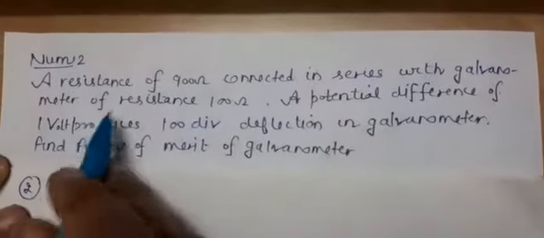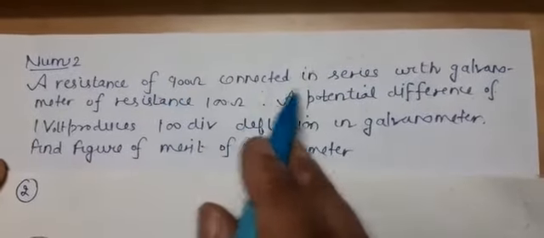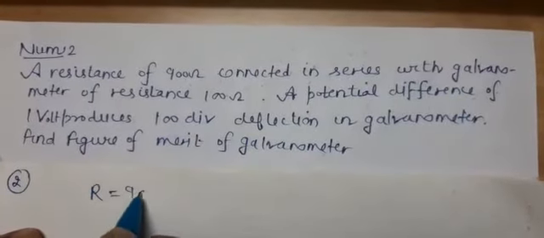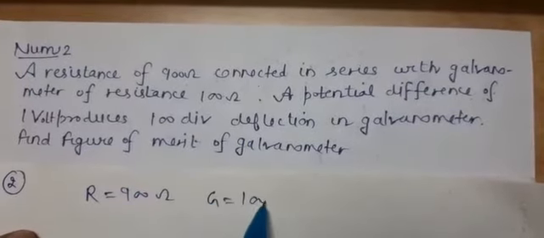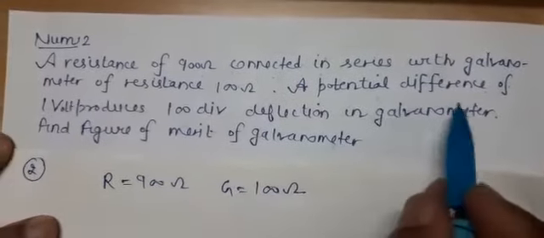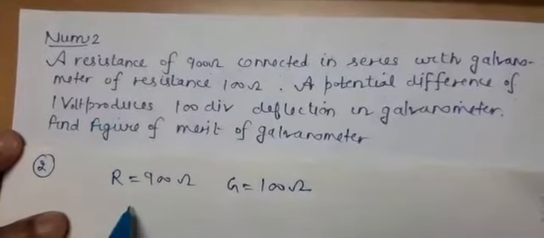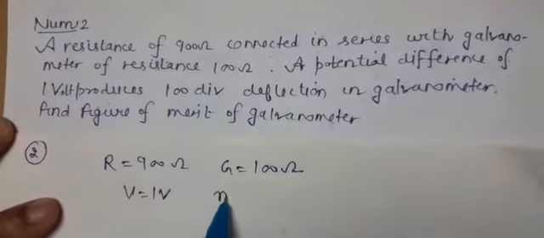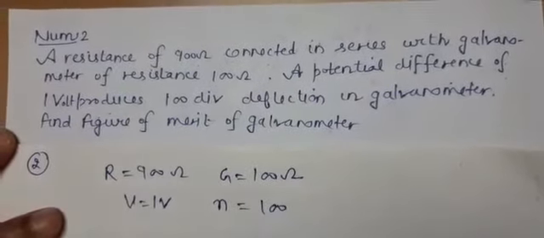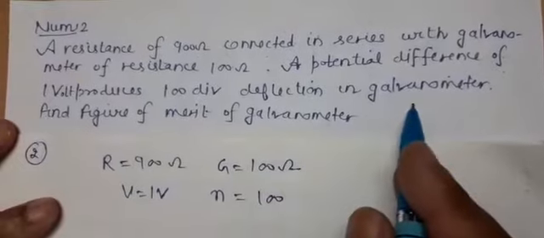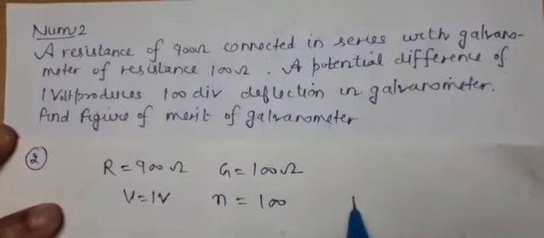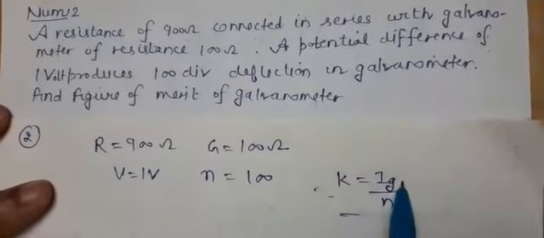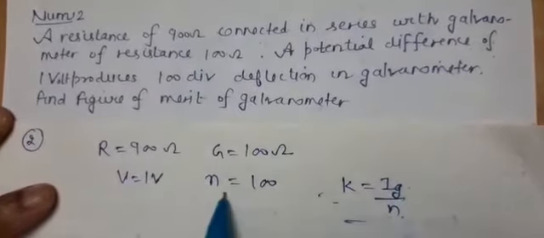Next numerical: a resistance of 900 ohm connected in series with galvanometer resistance. See, resistance is given to be 900 ohm and galvanometer resistance is 100 ohm. So a potential difference of 1 volt produces 100 division deflection. That means N, or theta, you can take. This is given to be 100 deflection in the galvanometer. Find figure of merit. Figure of merit means you have to calculate this K, that is Ig upon N, where N has been given here.